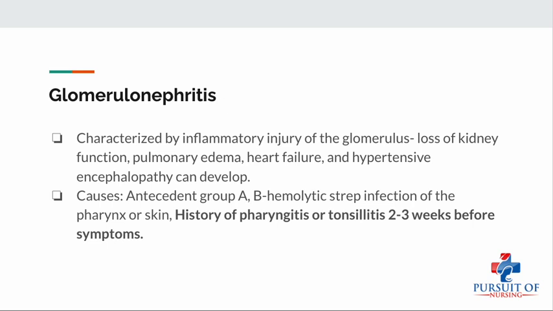So the NCLEX may present a question to you saying that there is a 7-year-old female with a history of tonsillitis 3 weeks ago. She's now presenting with a cough, pulmonary crackles, decreased urinary output. What do you suspect? And so glomerulonephritis would be your answer.